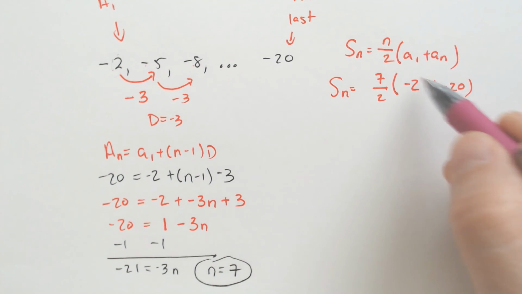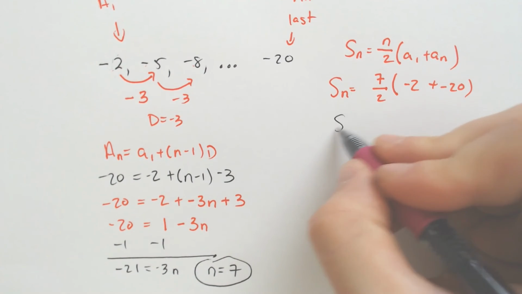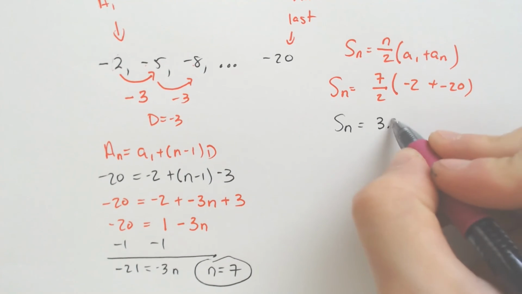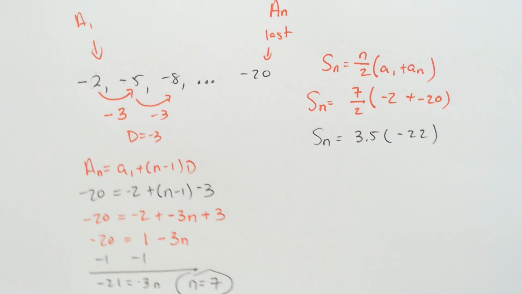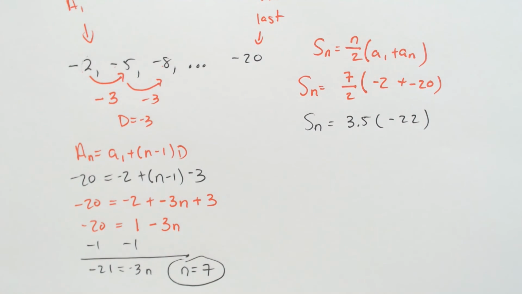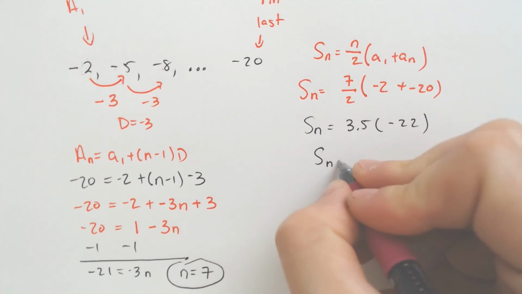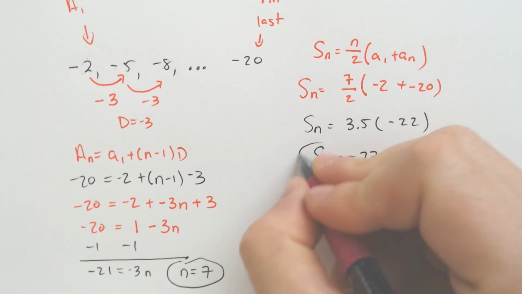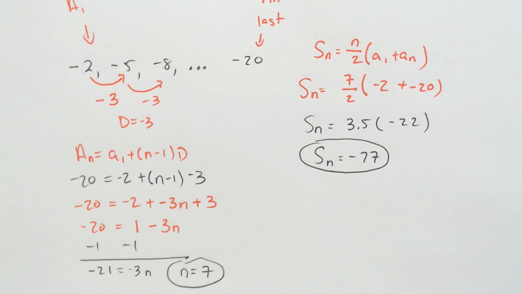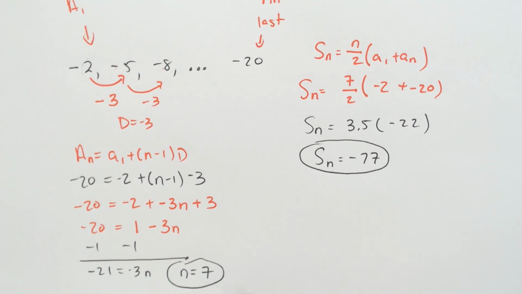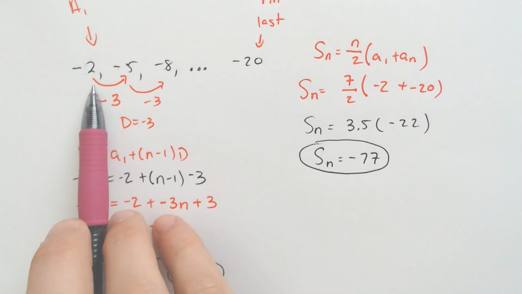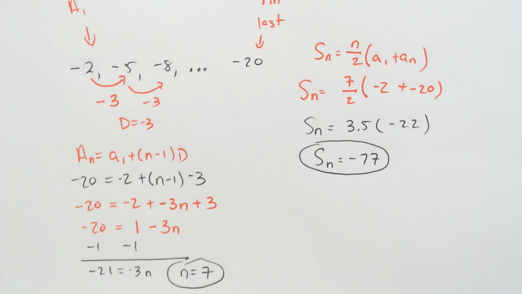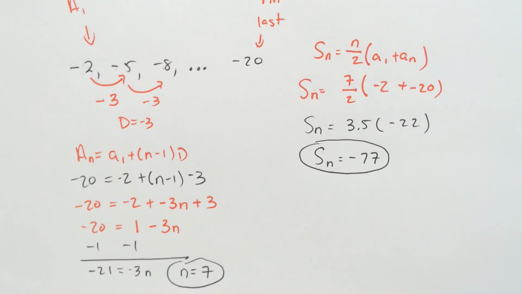7 and the a1 and the an. And I'm going to solve. I get 3.5 times negative 22. 3.5 times negative 22 is negative 77. And that is the sum of the first 7 terms, or more importantly, it's the sum of this set, which went from negative 2 to negative 20. And if we were to add all of those together.